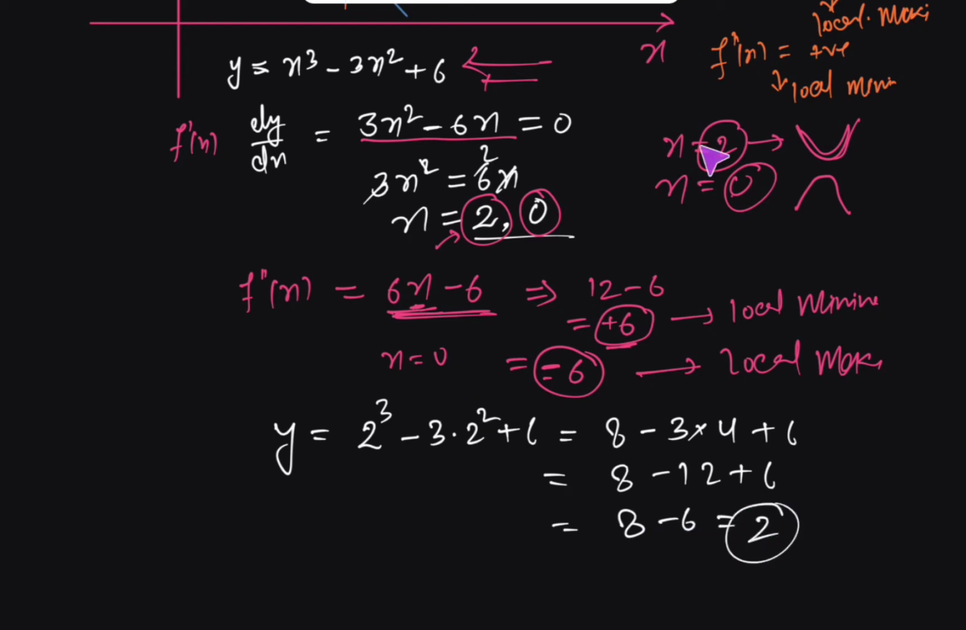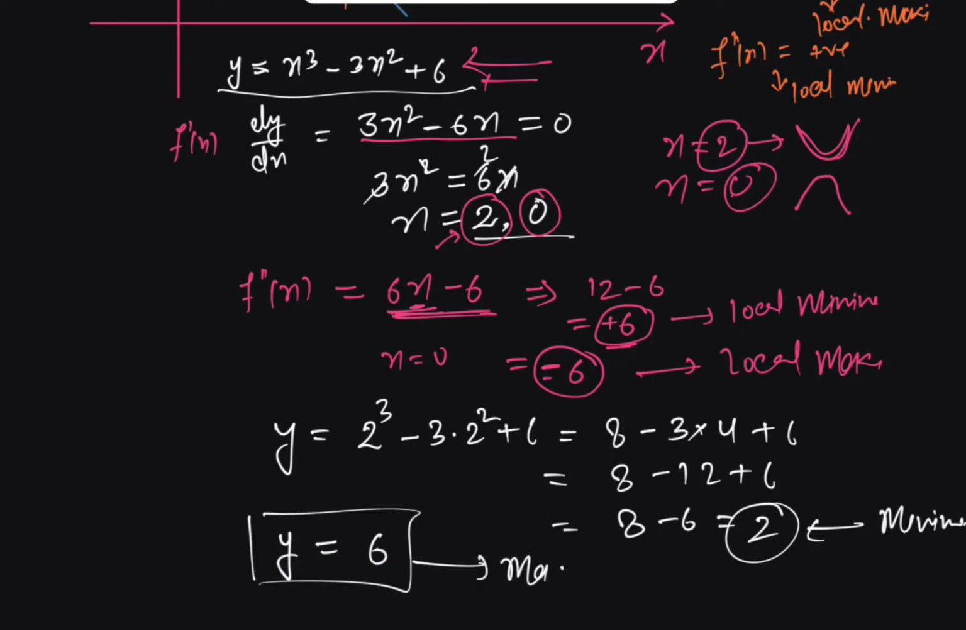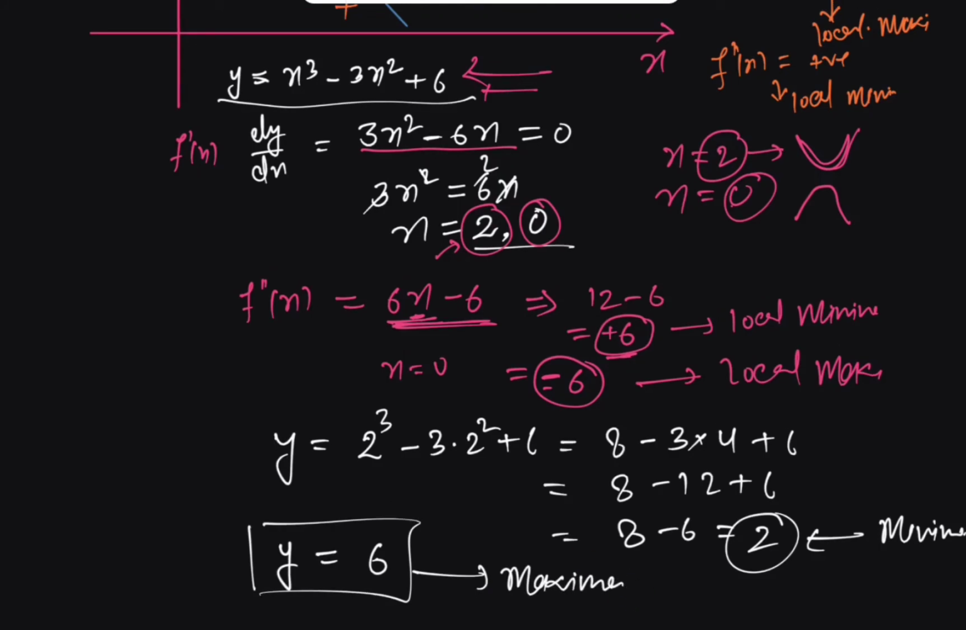So this 2 corresponds to x equals 2, and at x equals 2 the value is minimum. This is the minimum value of the function. To find the maximum value, we put x equals 0 in the equation. When x equals 0, the first and second terms become 0, and the third term is 6. So y equals 6 represents the maxima, the maximum value the function has attained.